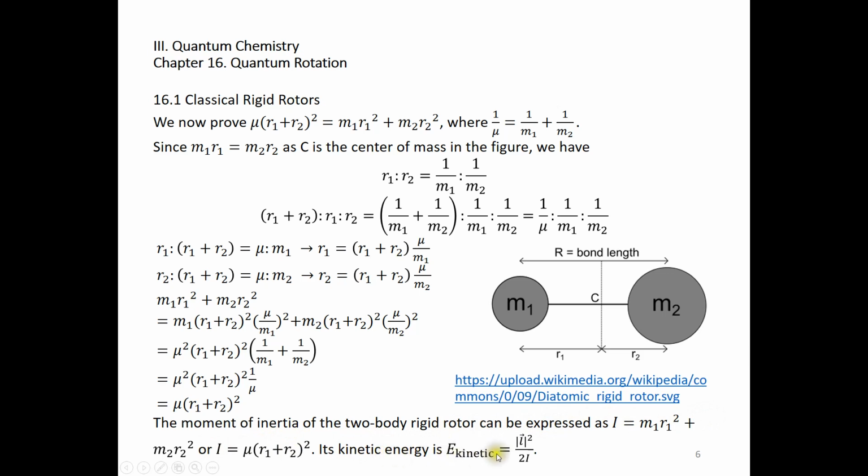Its kinetic energy is just the angular momentum squared over 2I. Now let's imagine this is a diatomic molecule. So given the mass of the two atoms, we can compute mu. Given the bond distance, we have this r1 plus r2.